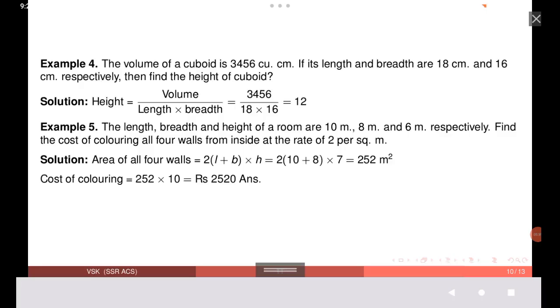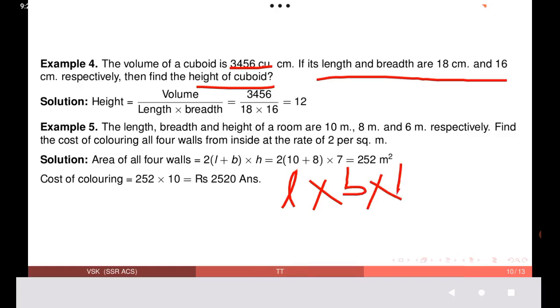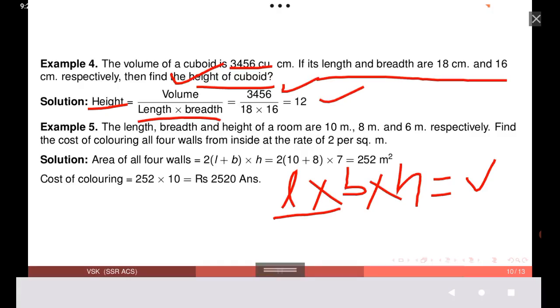Now next question, the volume of a cuboid is 3456. If its length and breadth are given as 18 and 16, find its height. So we know L into B into H is given as the volume. So volume divided by length into breadth will give the height. So height will be volume divided by length into breadth. So this is this much and we'll find the answer as 12. So it is very easy.